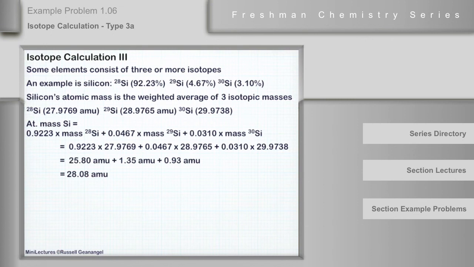That value comes if you use more significant figures than we did in this example. But the silicon atomic mass weighted average value is shown to be about 28.08 AMU.